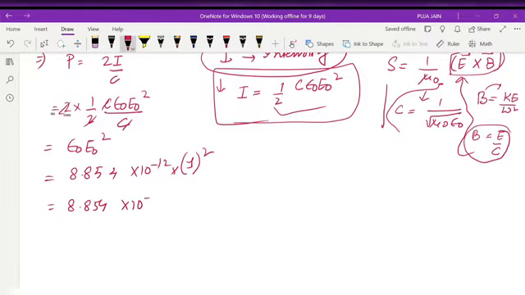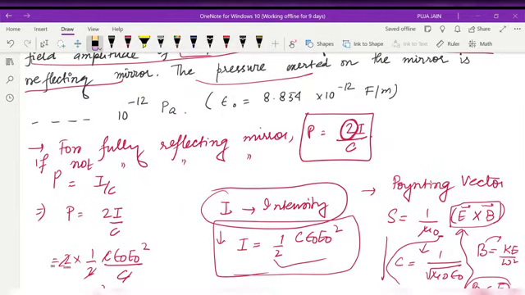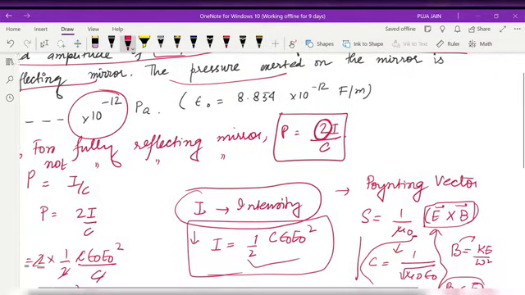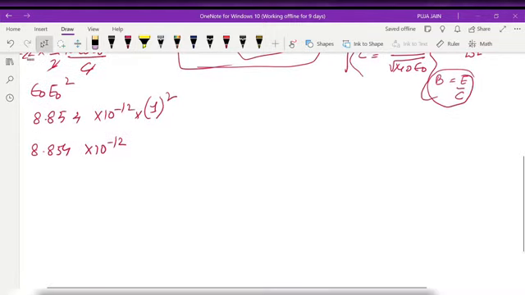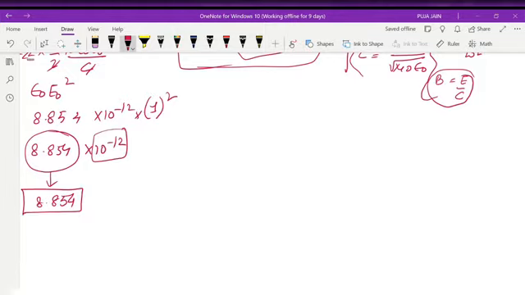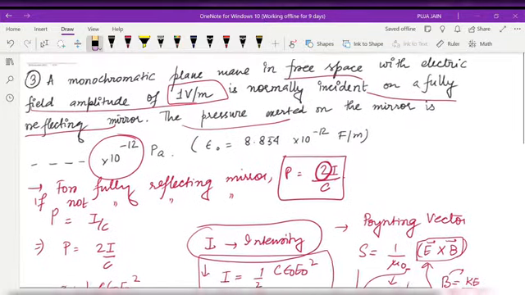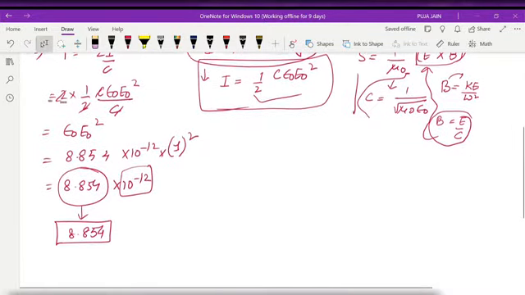Now let's see in what unit they have asked. Okay. They have asked in the unit of 10 to the minus 12 Pascal. Okay. So what are we getting? Our answer is 8.854 into 10 to the minus 12. So this is our answer. This is already given. So our answer is 8.854. So I hope you understood this question. Okay. Now let's proceed to our next question.